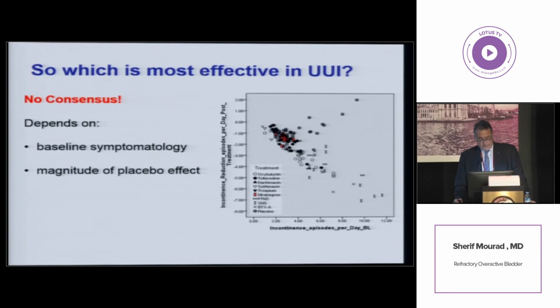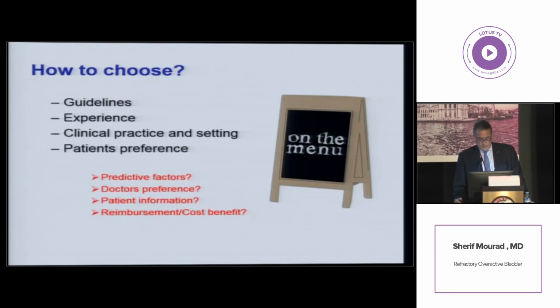If you look at this graph also, it will show that many of the treatments, whether antimuscarinics or mirabegron or PTNS or sacral neuromodulation or Botox or placebo, are all there in the graph and all scattered, with placebo being scattered everywhere, but they all have a role and all are working. So it depends on the baseline symptomatology and the magnitude of the placebo effect.